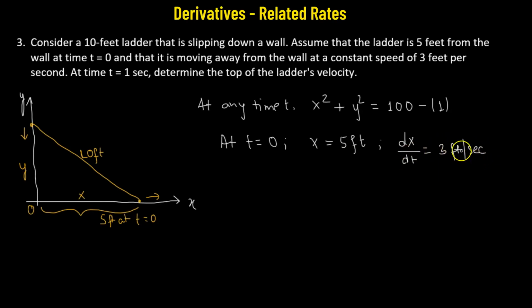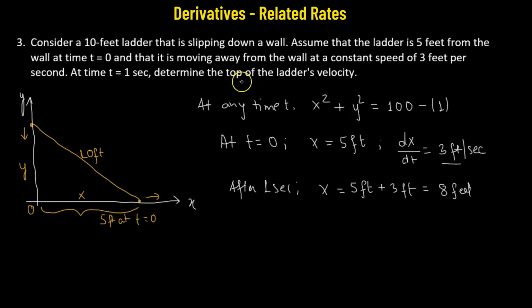That means every second it is slipping with a distance of 3 feet. So that means after 1 second, our new value of x will be, so initially it was 5 feet plus it is moved by a distance of another 3 feet. So that means this is equal to 8 feet. So this is after 1 second. Now consider equation number 1.